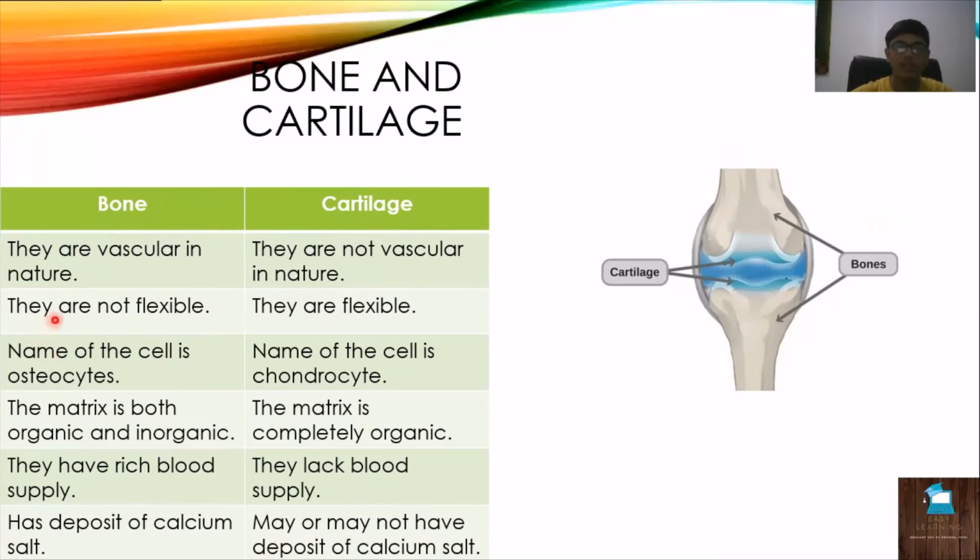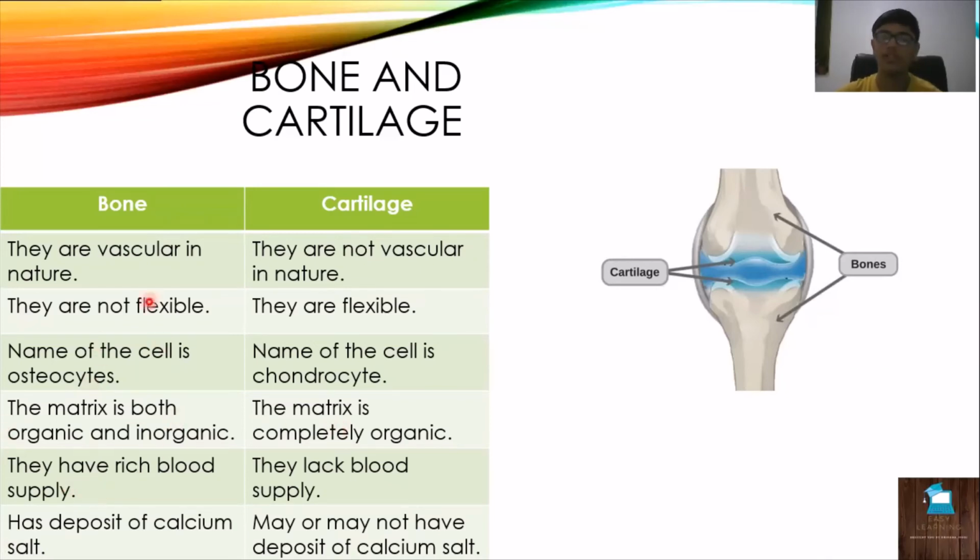Next, bones aren't flexible. You can't flex this bone from here; it'll break. Whereas cartilages are flexible. It is found between the bones. Then the cell name of bone is osteocyte, whereas for cartilage it is chondrocyte. The matrix of bone can be both organic and inorganic, it depends. And for cartilage, the matrix is completely organic. It won't be inorganic.